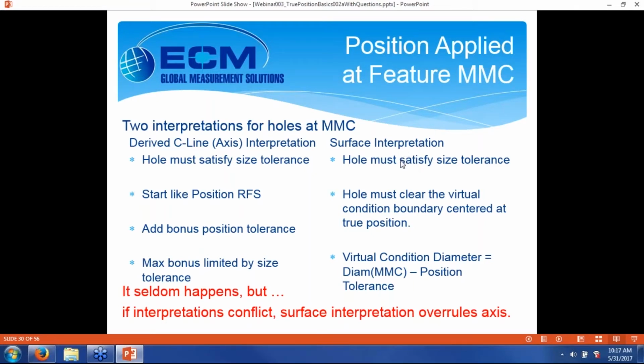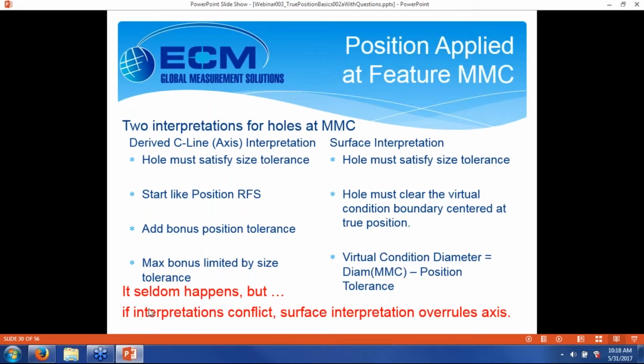For the surface interpretation, again, the hole must satisfy the size tolerance, and the hole must clear the virtual condition boundary centered at true position. Virtual condition is calculated as the diameter at maximum material condition minus the position tolerance. And that's for a hole. For a boss, that equation would be different.